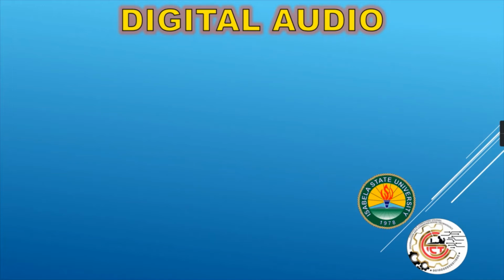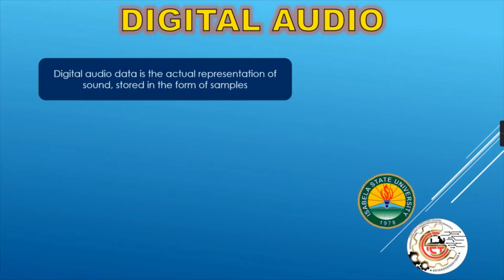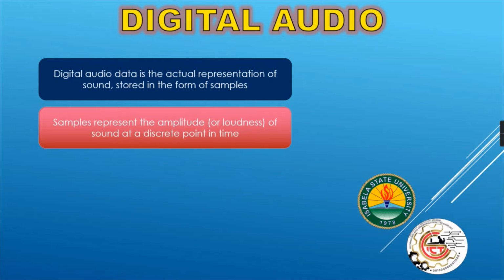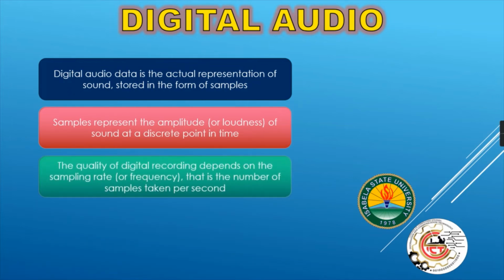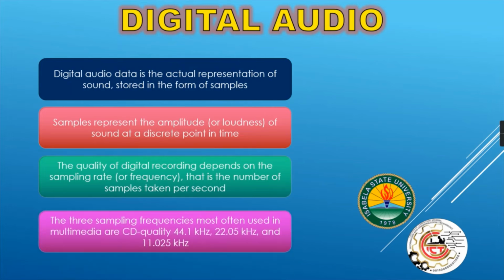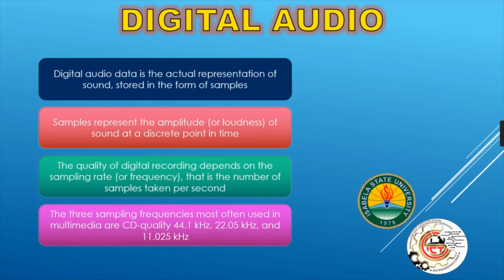We continue with digital audio. Digital audio is the representation of sound stored in the form of samples, and the quality of a digital recording depends on the sampling rate, that is the number of samples taken per second. There are three sampling frequencies often used in multimedia, which are 44.1 kHz, 22.05 kHz, and 11.025 kHz.